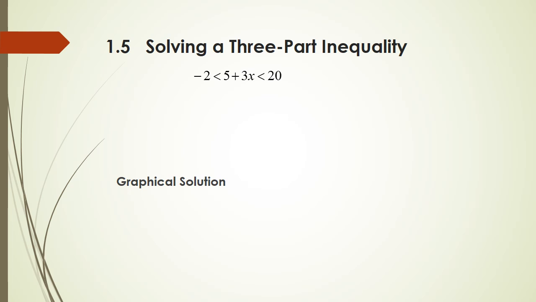Now we're going to solve a three-part inequality. These are not really much more difficult than a regular equation or regular inequality. It's just that we have 3 parts to deal with. So the first thing we're going to do is subtract 5 from all 3 parts, the beginning, the middle, and the end. Remember, our goal is to get x by itself. In this case, it's going to be in the middle. Now we're going to divide everything by 3, and we get negative 7/3 is less than x, which is less than 5, and that's our solution, negative 7/3 to 5.